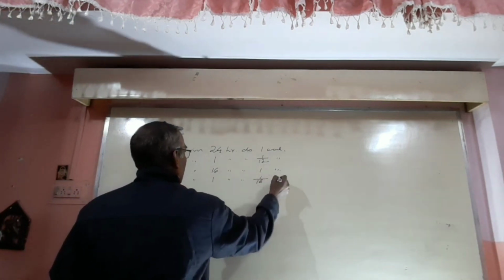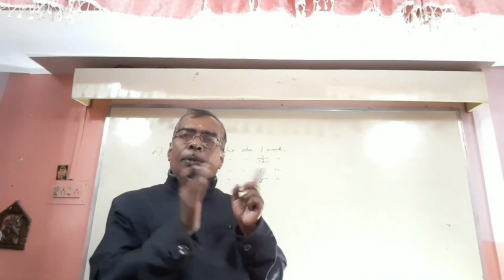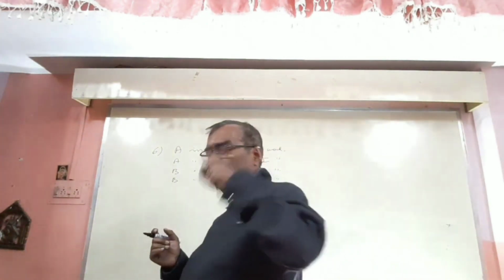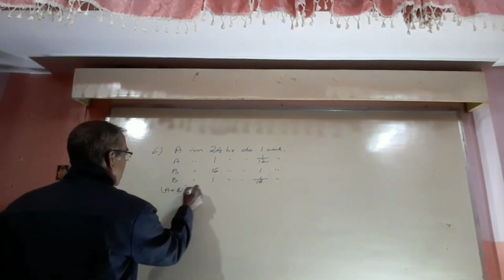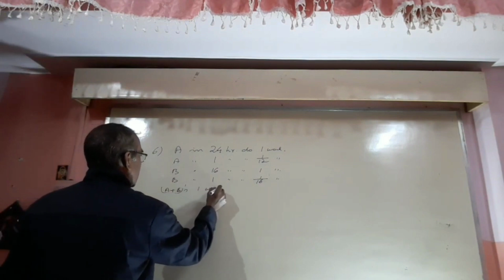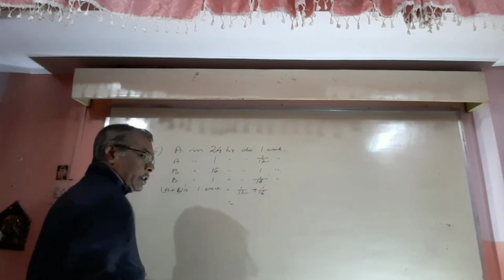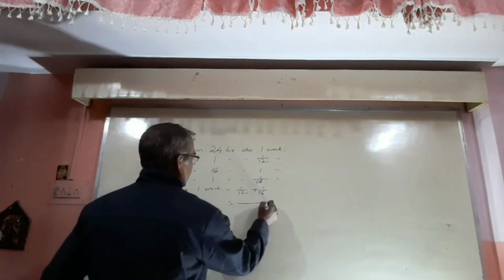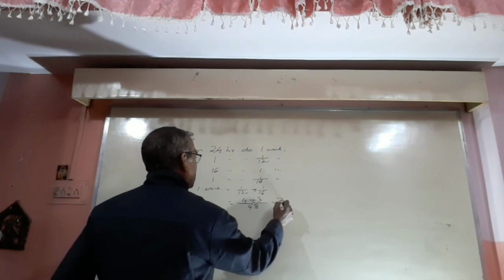1 by 16 work. So let us try to find A plus B's 1 hour work, because A plus B's 1 hour work you have to subtract from A plus B plus C's 1 hour work. So A plus B's 1 hour work will be equal to 1 by 24 plus 1 by 16. And LCM will be 48, which is equal to 5 by 48.